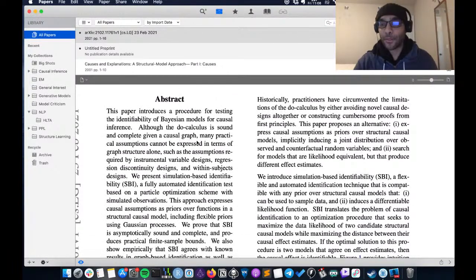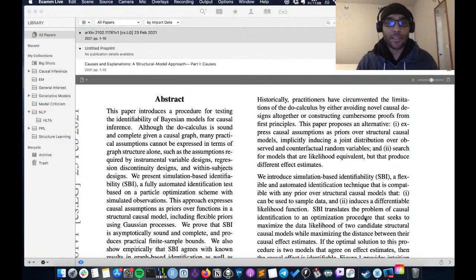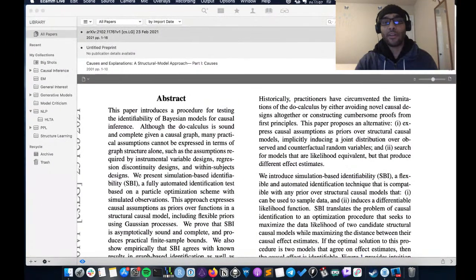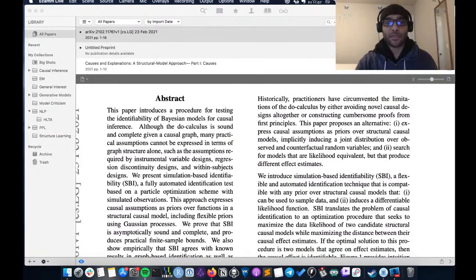But let's forge ahead. This paper introduces a procedure for testing the identifiability of Bayesian models for causal inference. Although the do-calculus is sound and complete given a causal graph, many practical assumptions cannot be expressed in terms of the graph structure alone, such as the assumptions required about instrumental variable designs, regression discontinuity designs, within-subjects designs.